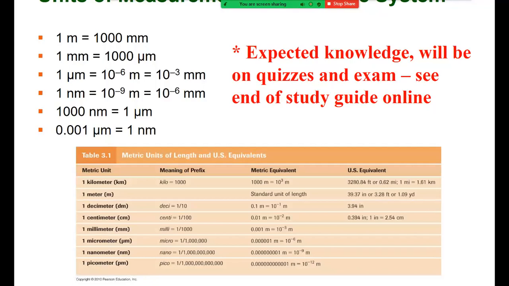A micrometer is 1/1,000,000th of a meter, meaning 1/10⁶. A nanometer is 1/1,000,000,000th of a meter, or 1/10⁹. You don't need to know a picometer, but if you're curious, it's 1/10¹². And when we're talking about exponents there, this is the numerical calculation: it's where you have the decimal place over 12 places from the 1. Any questions about any of that?